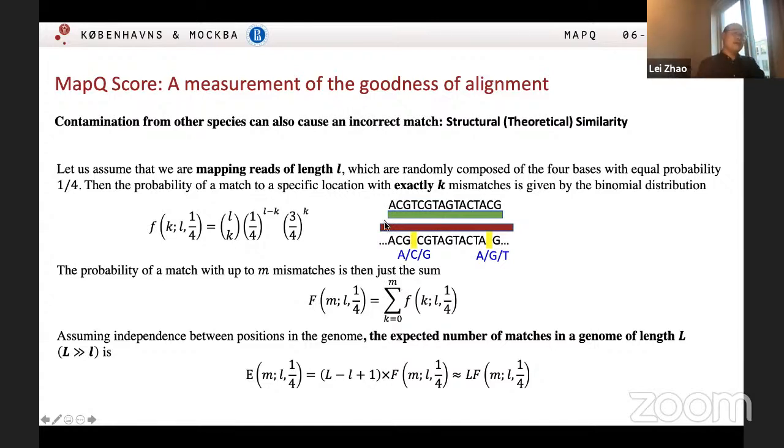And if we go along the whole genome, assuming the whole genome has a length of capital L, the expected number of positions that can map this specific short read will be this value. You have already seen some similar patterns in Toffin's presentation. If you assume that capital L is much larger than small l, this value can be approximated to this value.